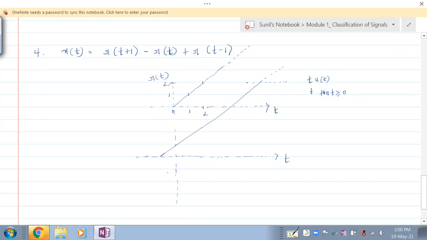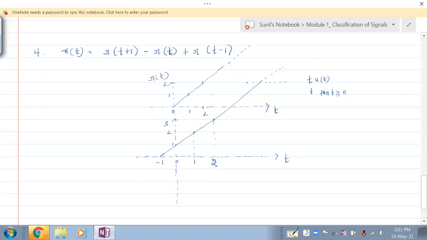Fine. And see now, when it is shifted, it is 0 at -1, 1 at 0. Okay, then 2 at 1, then what? Sorry, yeah, 1 at 0, 2 at 1, 3 at 2. So this is the signal that we are going to get.